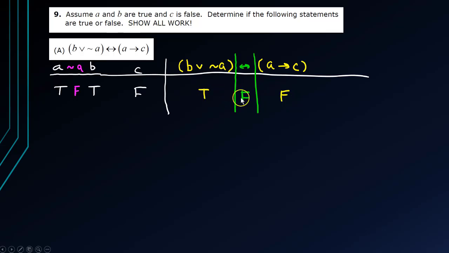So if they were both true or both false, this would be true. Since they're opposite truth values, this would be a false statement. So overall, this would be false. So this is the other way you could possibly show things on a truth table.